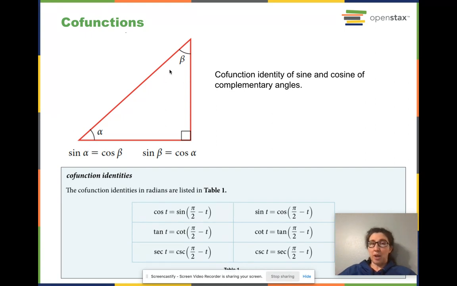This works with any two angles. It doesn't have to be special to pi thirds and pi sixths, right? Whatever alpha and beta are, sine of alpha is going to be this over this, and cosine of beta is this over this, right? Sine of beta is opposite over hypotenuse. Cosine of alpha is this over this, right? For any two angles, this works for sine and cosine. They are cofunctions of each other.